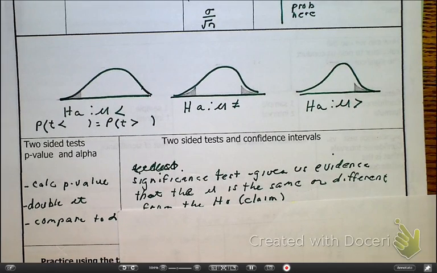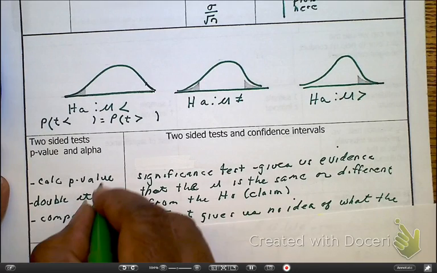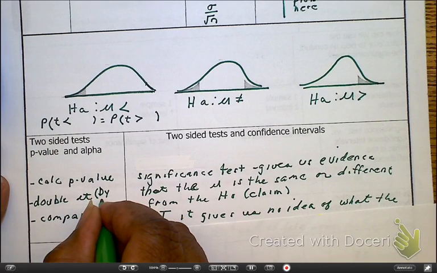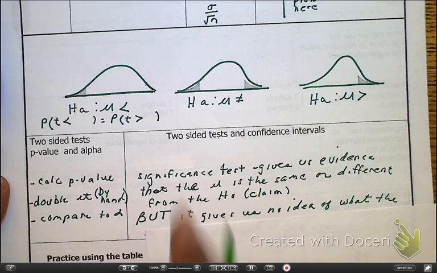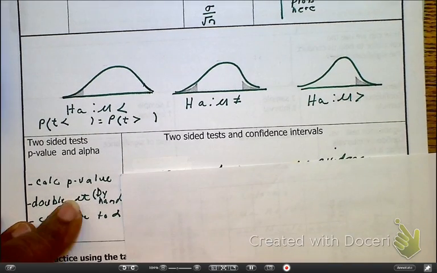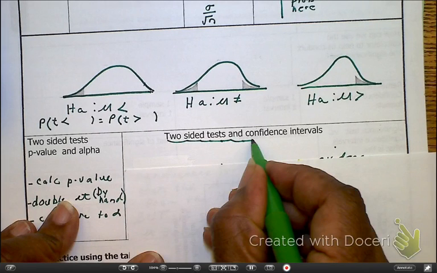Now, if you're wondering what is the difference between a two-tailed test and a confidence interval, and I wanted to mention this before. I think it stopped taping. Okay, Doceri just cut off on me, so I don't know what's happening. What I was saying is that I wanted to mention this before, but I don't really think I did.